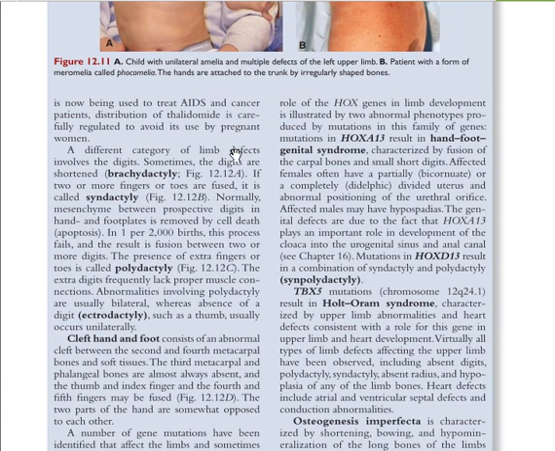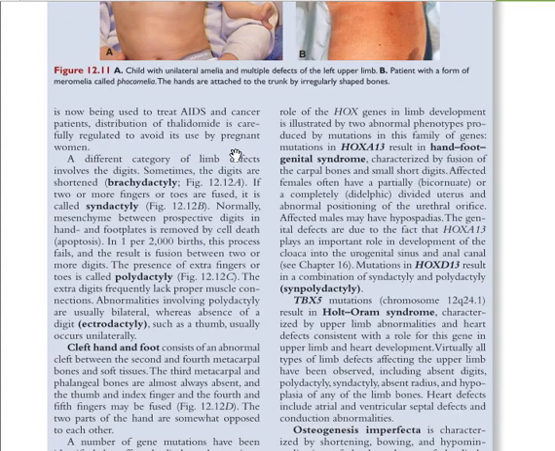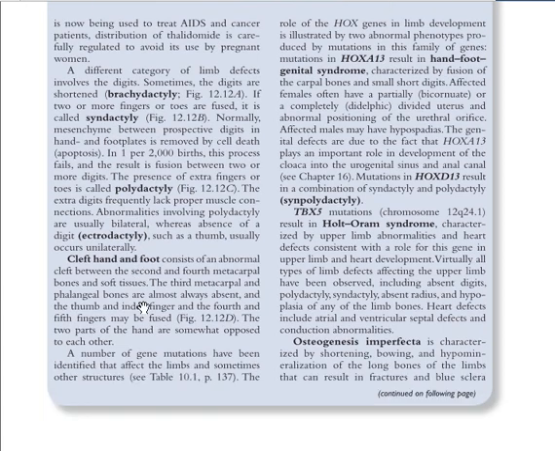Now, the next one, you have to know the other limb defects. You can have brachydactyly, which are short and fat fingers. You have syndactyly, which are fused fingers. You have polydactyly, which is an increased number of digits. You have ectrodactyly, which is loss of certain digits, such as the thumb, for example.